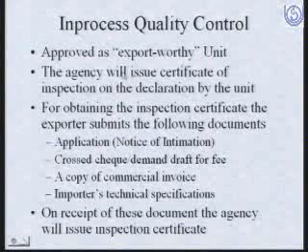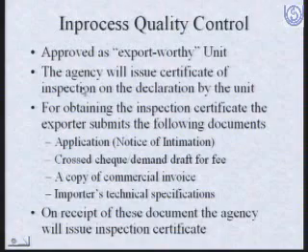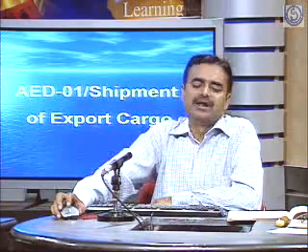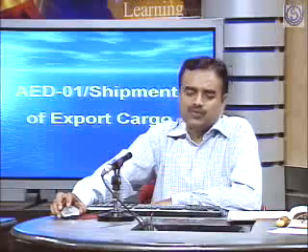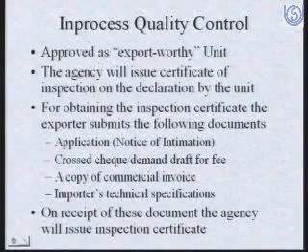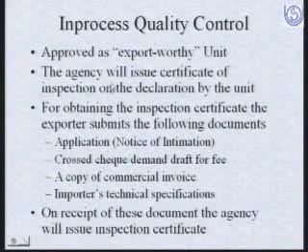Second, the agency will issue a certificate of inspection on the declaration by the unit. That means once your firm declares about the export, based on the declaration of your firm or unit, the export inspection agency will issue you the certificate of inspection.